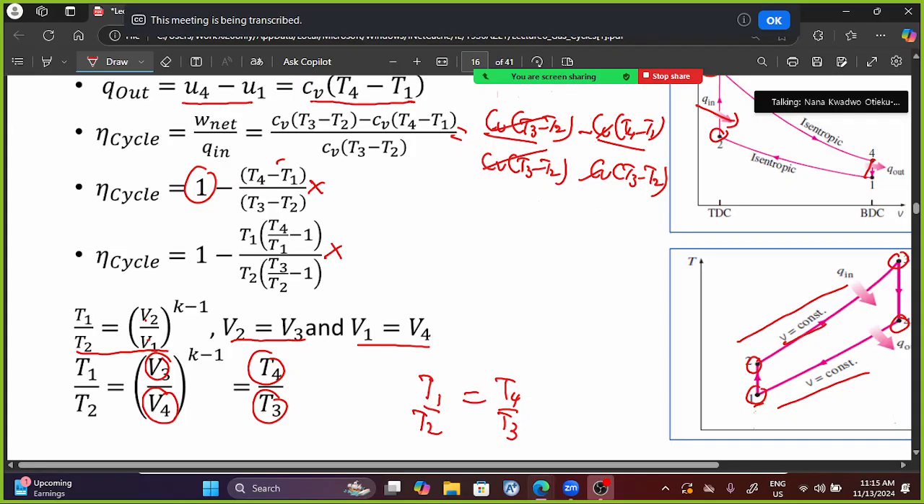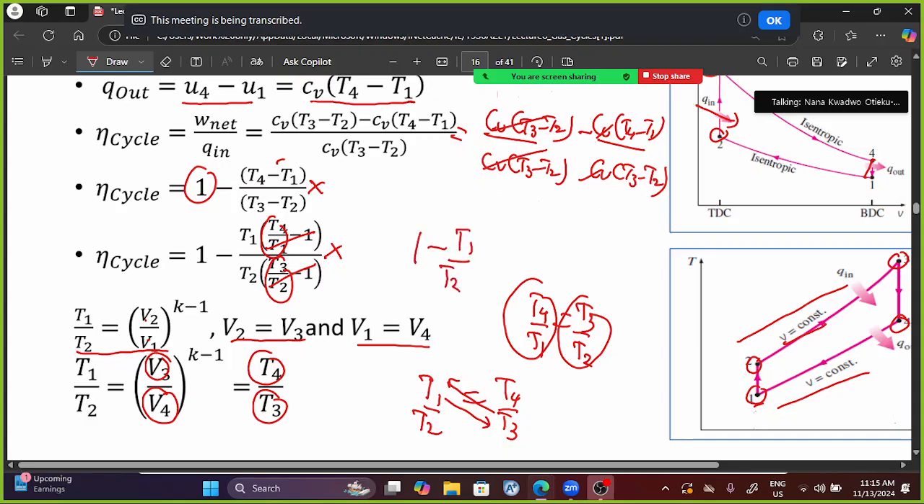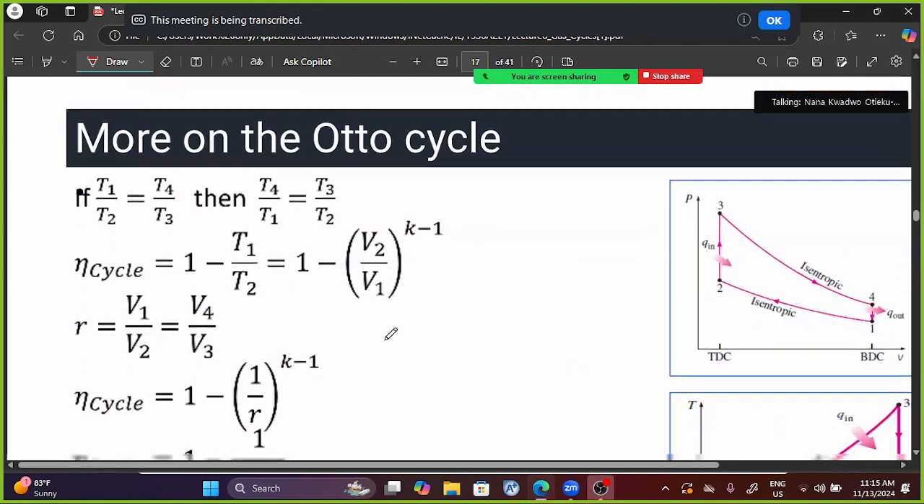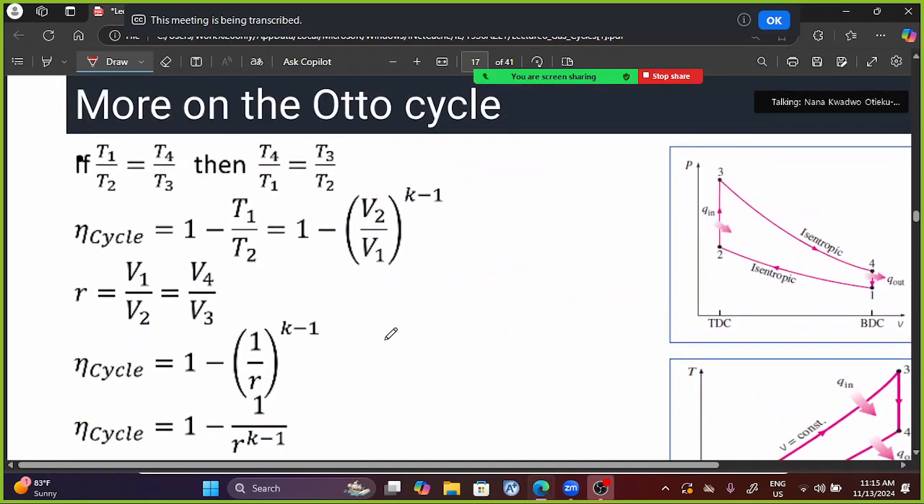And then I can do a change of subject here to have T4 over T1. So I bring the T1 down here and I bring the T3 up here. That should be equal to T3 over T2. So if this, which is over here, is equal to this, which is down here, then it means that these terms can also cancel out. So at the end of the day, I'll be left with 1 minus T1 over T2. So that's what we see over here. I think the simplification at the end of the day is this: 1 minus T1 over T2, or we can represent T1 over T2 with our volume expression.